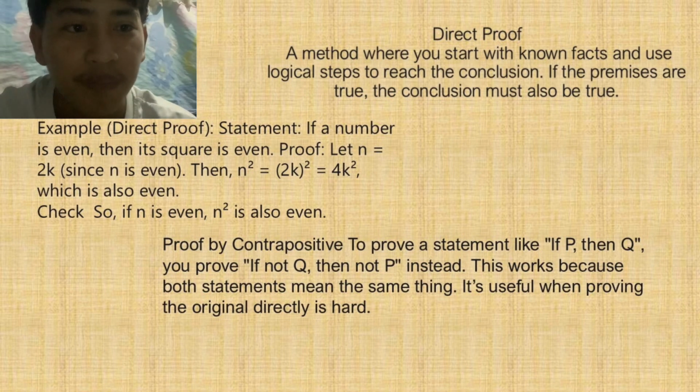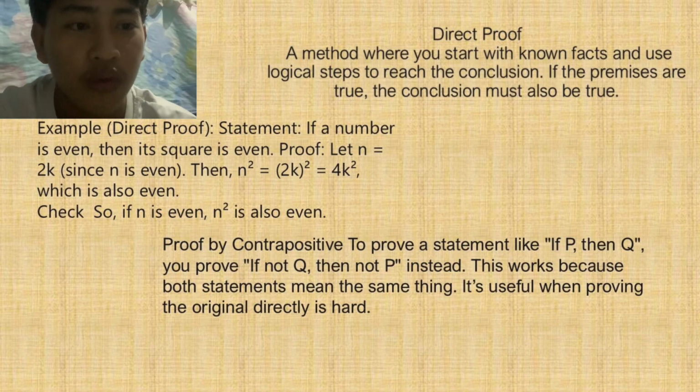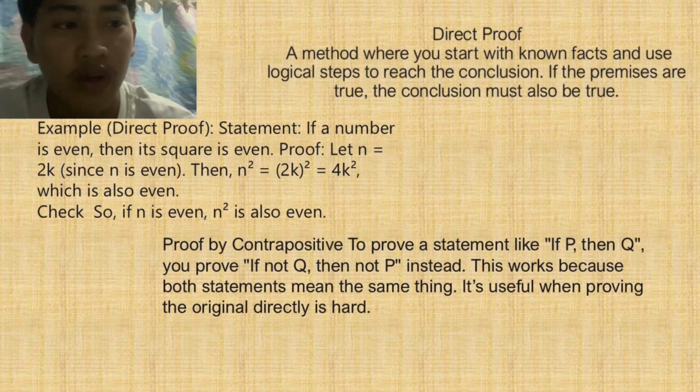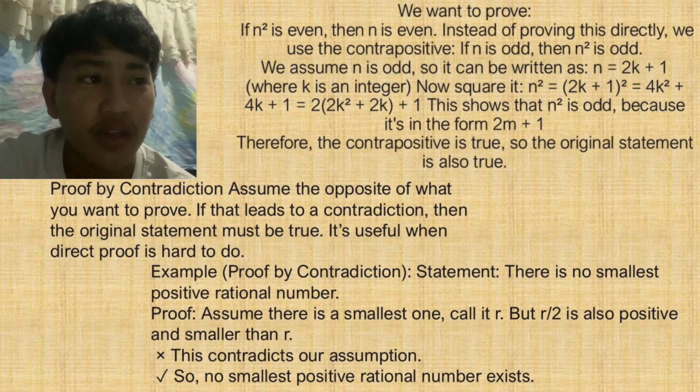Proof by contrapositive: to prove a statement like if P then Q, you prove if not Q then not P instead. This works because both statements mean the same thing. It's usually useful when proving the original directly is hard. We want to prove if n squared is even, then n is even. Instead of proving it directly, we use the contrapositive: if n is odd, then n squared is odd.